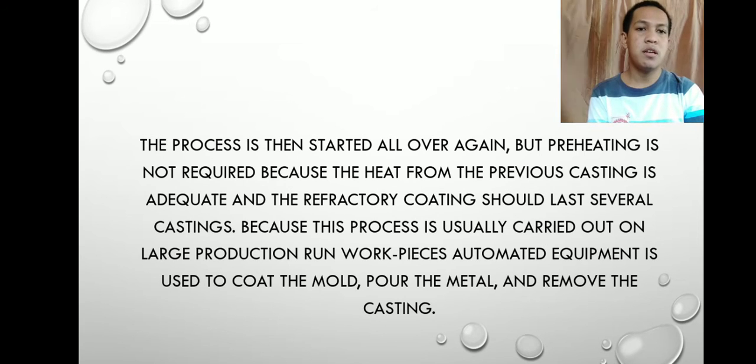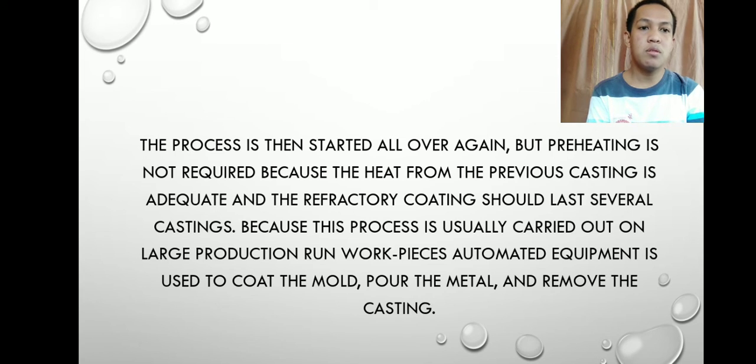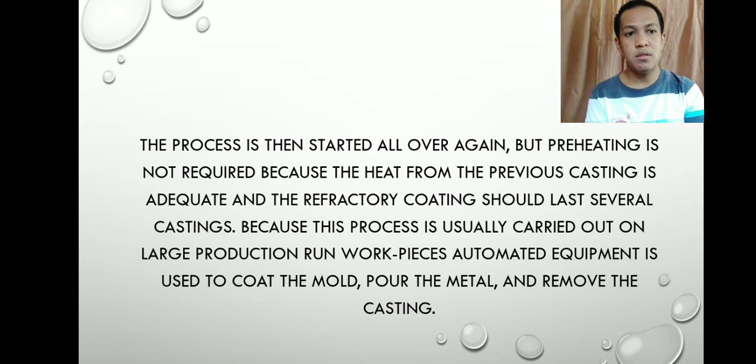The process then starts all over again, but preheating is not required because the heat from the previous casting is adequate, and the refractory coating should last several castings. Because this process is carried out on large production run workpieces, automated equipment is used to coat the mold, pour the metal, and remove the casting.